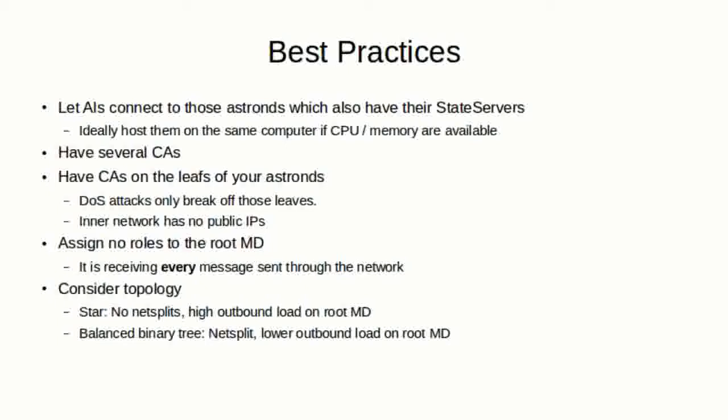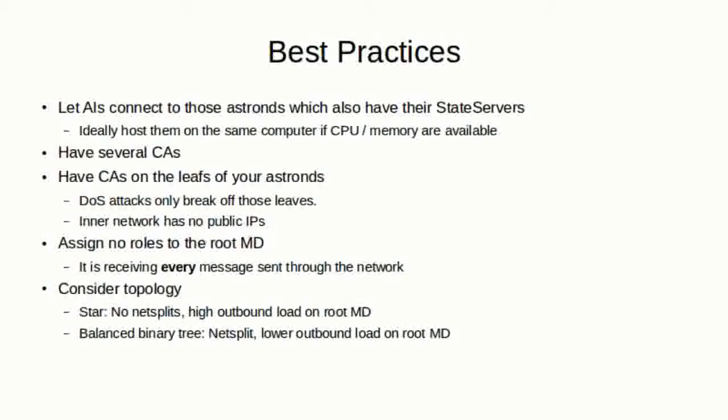Moreover, those client agents should be on the leaves of the network tree, that is, in astronds that don't have incoming connections from other message directors. That way, if a client agent falls victim to a denial of service attack, the only part of the network affected is that astrond, instead of it and all astronds in the tree below it. Also, such a setup will only require those leaves to be visible to the outside world, and the IPs of inner nodes may be kept unknown or even unreachable.